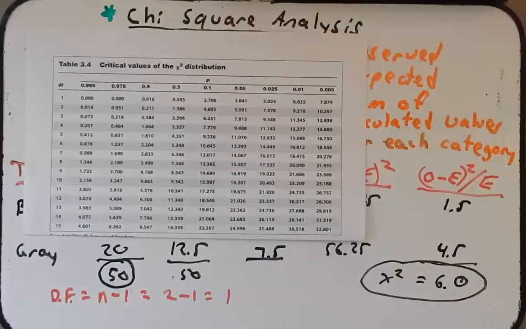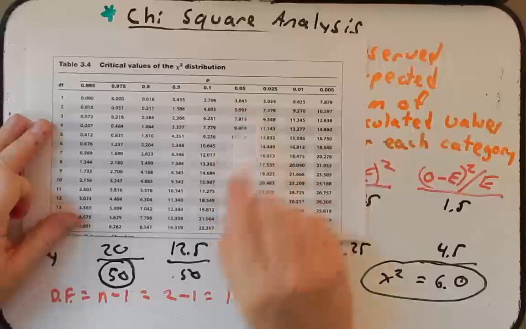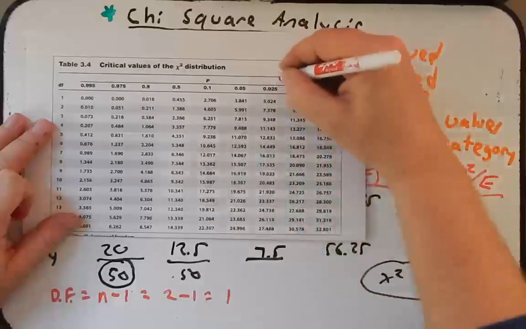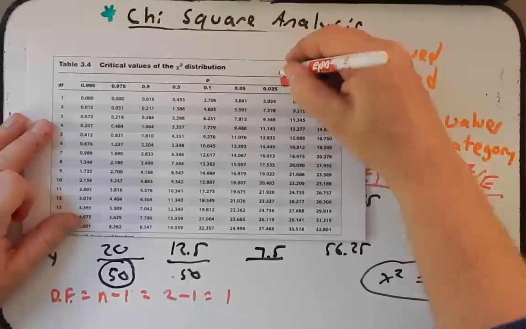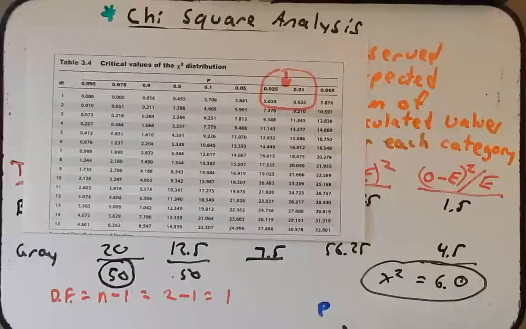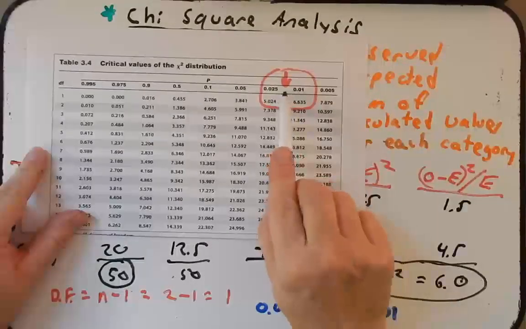And then what you're going to do is in this top row, find out where 6 is. So we see 3.84, 5.0, 6.6. So we know that 6 is somewhere in between here. So I'm going to just circle all of this here. So we would say that the probability that the deviation is due to chance alone is greater than 0.01, but it's less than 0.025 because the number is right here. It's in between those two.